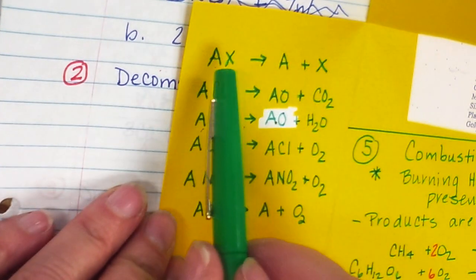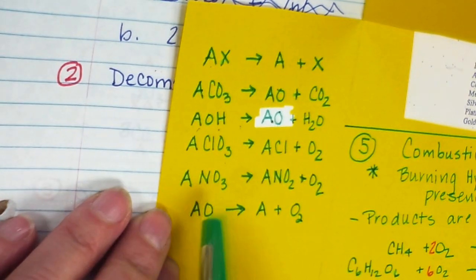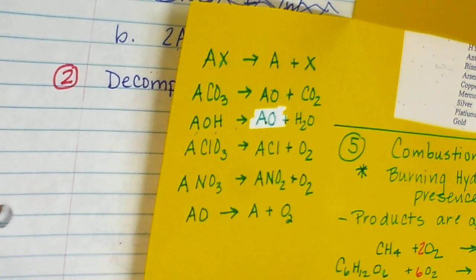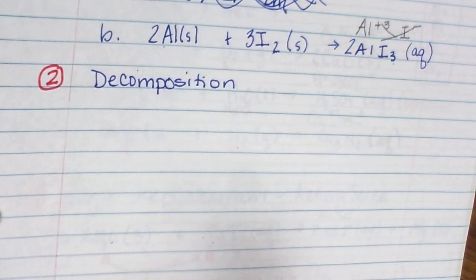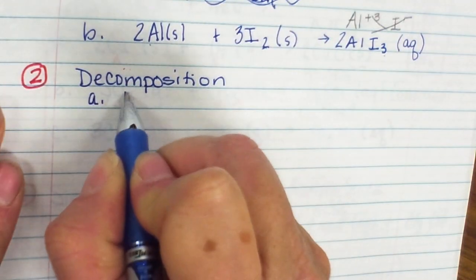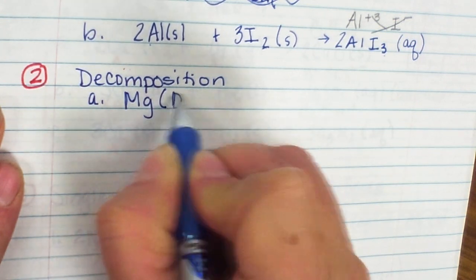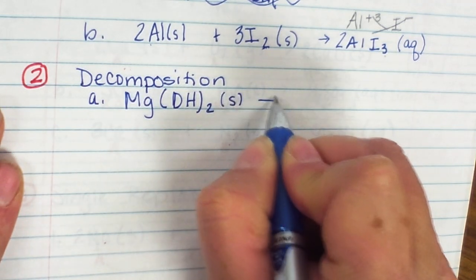So this is all metal nonmetal, metal carbonate, metal hydroxide, metal chlorate, metal nitrate, and metal oxide. So all you have to do is look up what it is and see what the products are. All right, so we're going to look and do 2 examples. You'll see how easy they are. Your first example is A, magnesium hydroxide, which is a solid, and it's going to decompose.